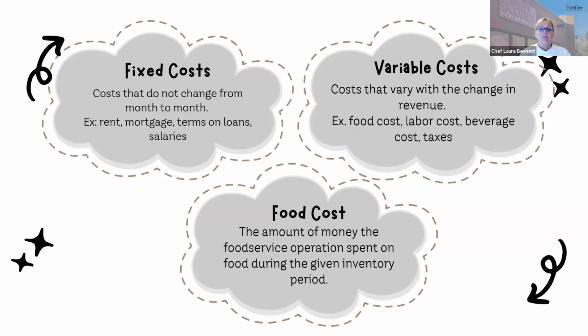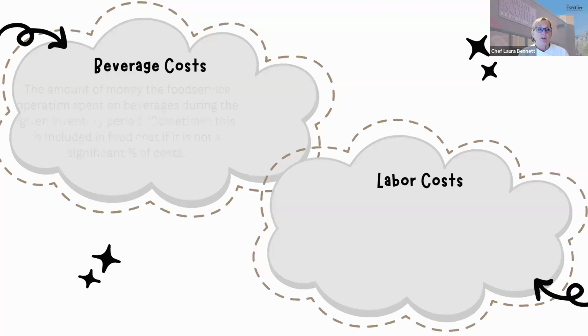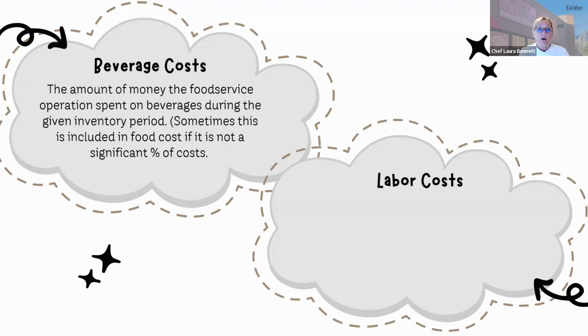Your food cost is the amount of money that you're going to spend on food during that given inventory period. Your beverage cost is the amount of money that you're going to spend on beverages during that given inventory period. Sometimes things like juices, water, sodas aren't a significant amount of cost, so they could be put in with your food cost. When we're talking about beverage costs, we're talking about your alcoholic beverages, your spirits, wines, liquors, beers, those kinds of things. That's going to be mainly your beverage cost.